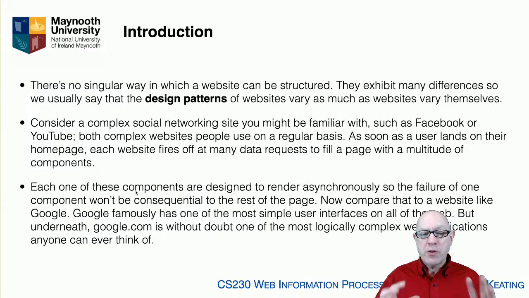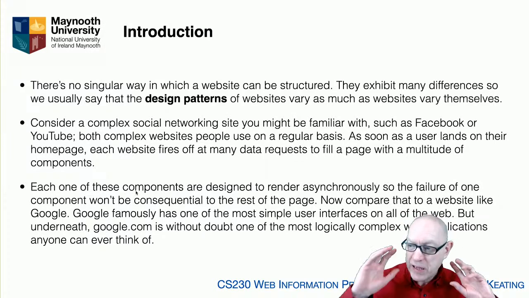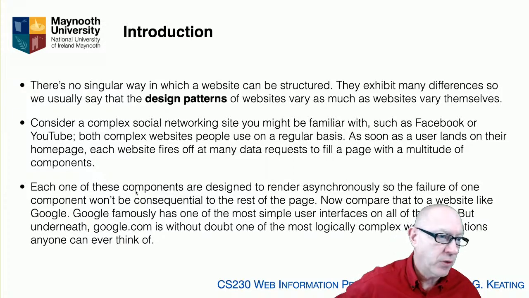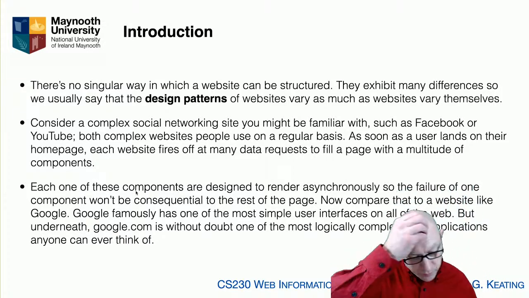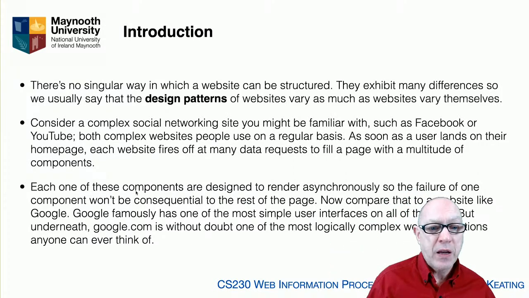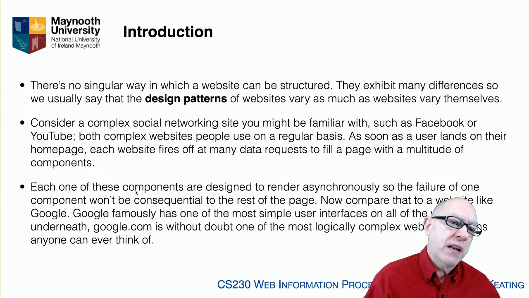So if you consider a really complex social networking site, for example, you might be familiar with Facebook, Instagram, YouTube, any of these things. They're very complex websites that people use on a very regular basis. But as soon as the user lands on that homepage, the website kicks off and fires off all these data requests to fill in a page with a multitude of components. So if you go to YouTube, it'll know it's you, and it will give you all the information that it knows about you or things you might like. It has a profile of you and it's capturing you.